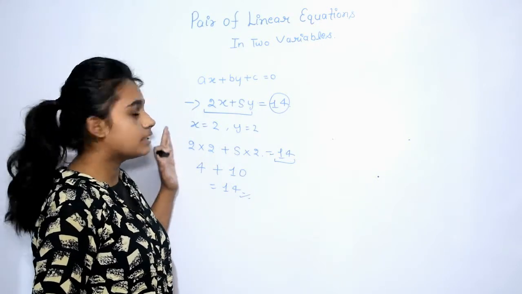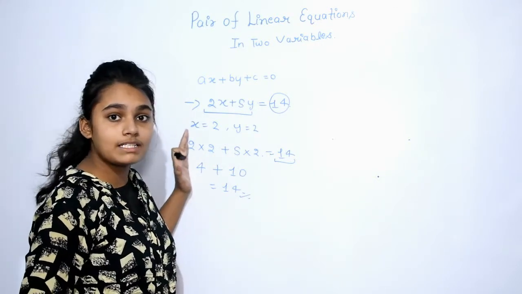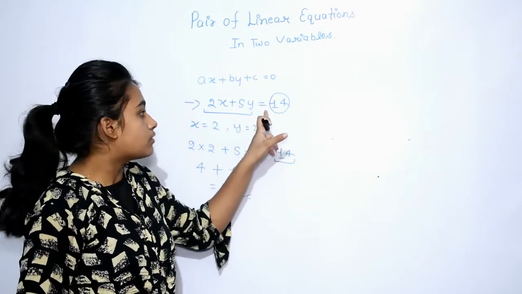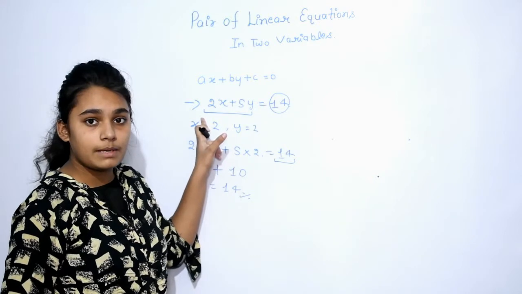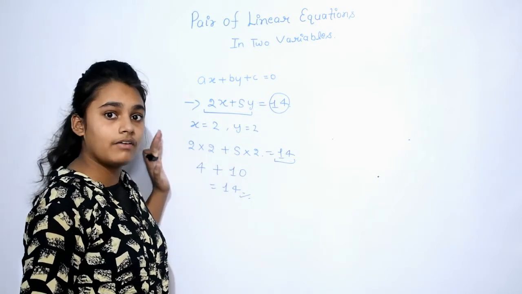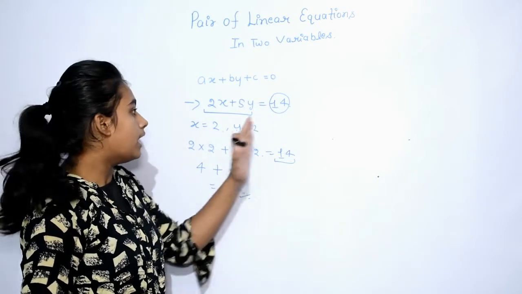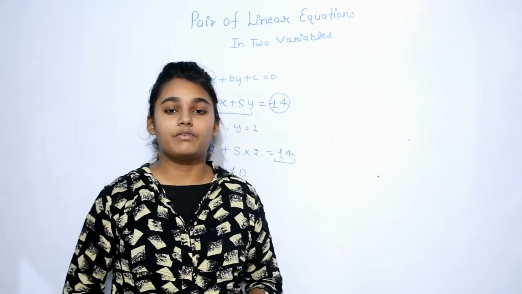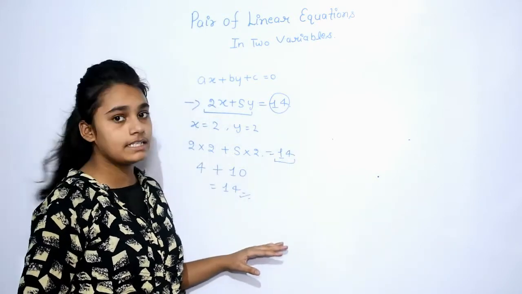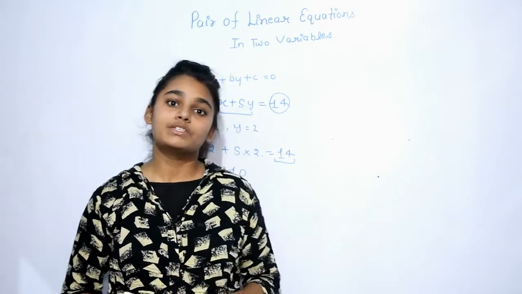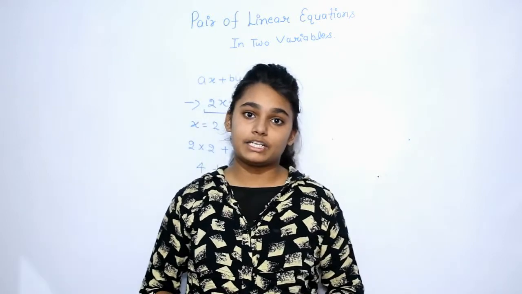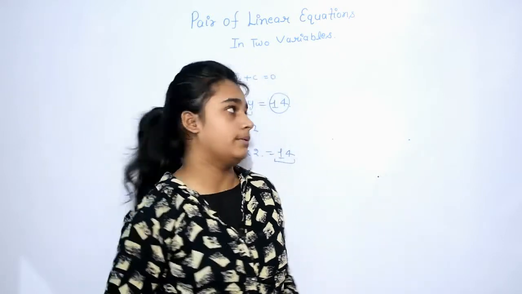For solving this, we should always remember that we have to see our LHS part and RHS part. For these types of questions, we should take our x and y values so that we can get our RHS part. So friends, it was an example that is very easy and well known to all of you. Now we should move to our next topic, that is graphical representation of linear equations in two variables.